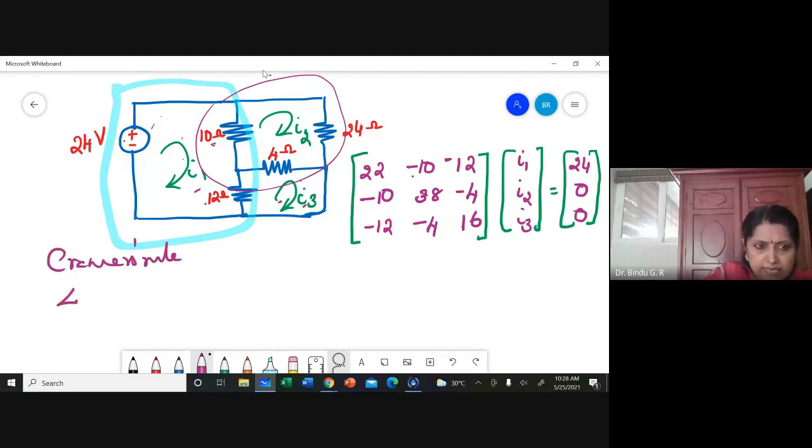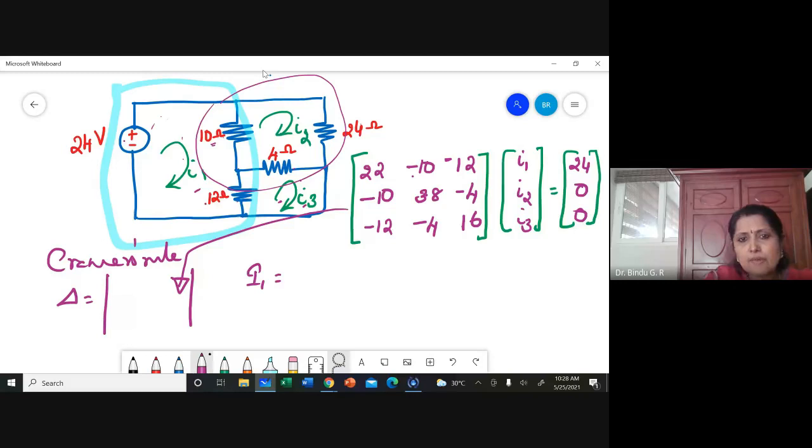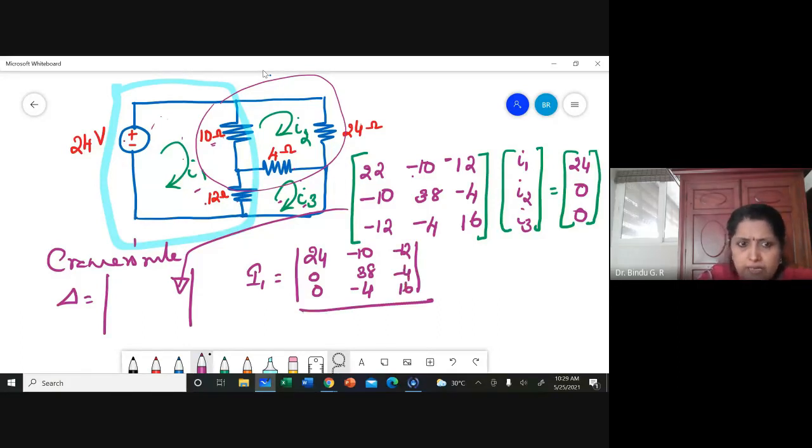So find delta, which is the determinant of this. I1 will be the first column replaced by 24, 0, 0, with the other columns minus 10, 38, 4, minus 4, minus 12, minus 4, 16, divided by this value of delta.